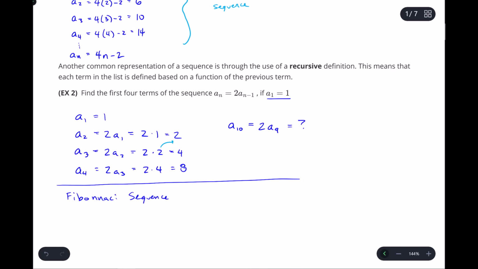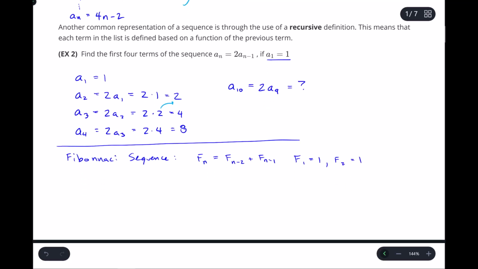Anyway, the Fibonacci sequence is a sequence of the form f sub n equals f sub n minus 2 plus f sub n minus 1. It depends on the 2 previous items and takes the sum of the 2 previous items. So you need 2 initial values. So like f sub 1 would be 1 for the basic Fibonacci sequence, and f sub 2 would be 1. So that you have the first 2 items in the sequence.